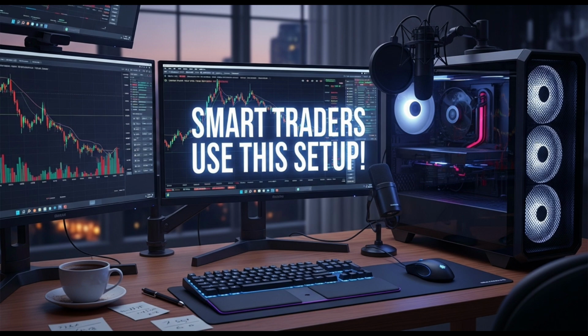Has this level been tested multiple times? Well, here we have 1, 2, 3 tests of resistance along with another little resistance here. That counts for me, so that's going to be a yes. So this is in fact a zone where I'll be looking for possible trading opportunities.